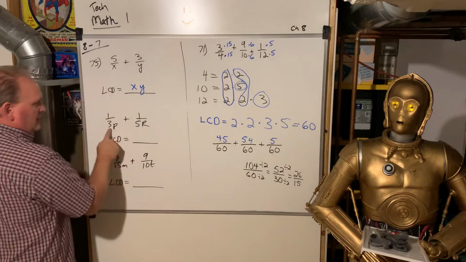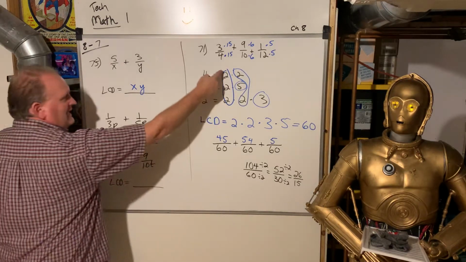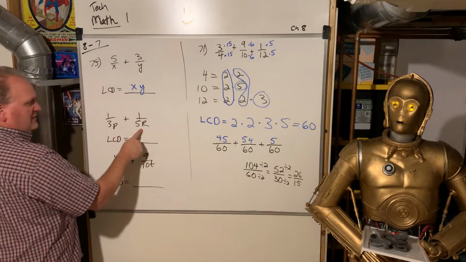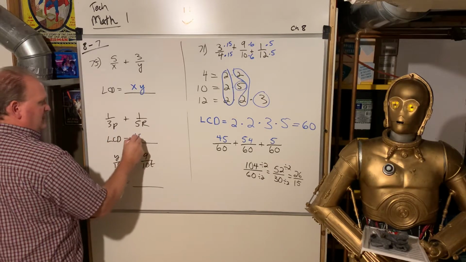Same going on here. They're relatively prime. They don't have anything in common. This is 3 times p, that is 5 times r. So you just multiply them, 15pr.